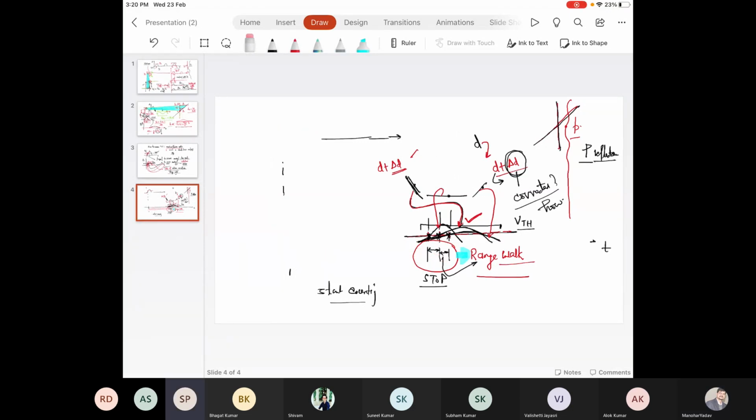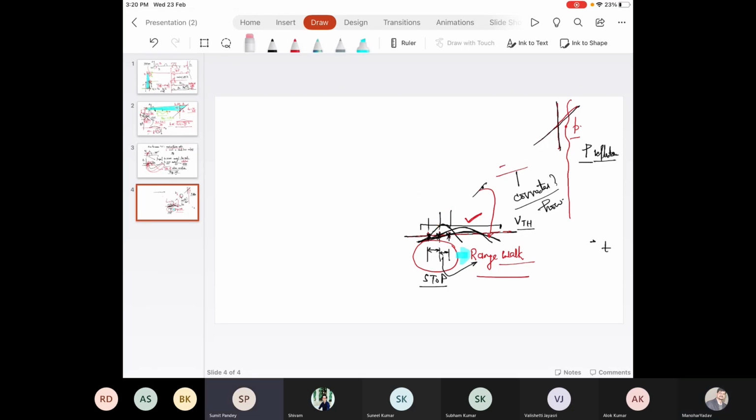Sir, this delta D distance is from where to where it is? From where to where it should be? So from a normal peak of the face to the lowest one.